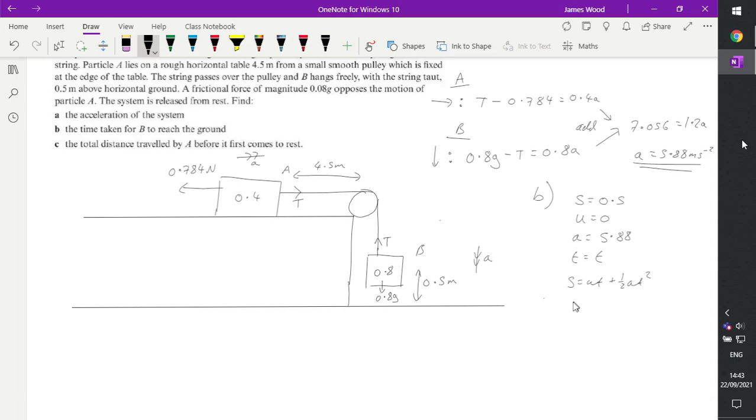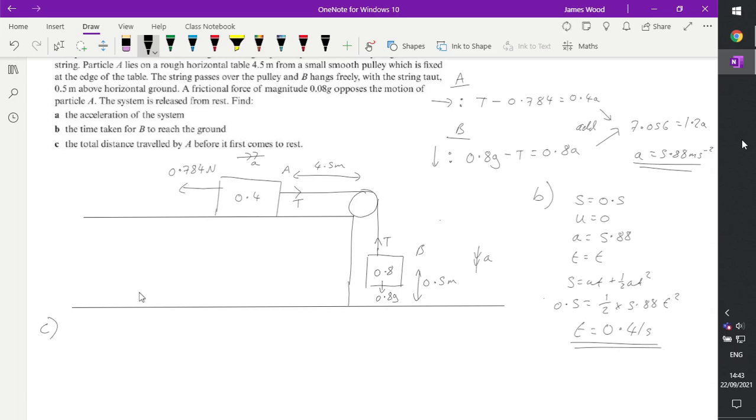So we've got 0.5 equals, well, ut would be 0, so it's going to be plus half times 5.88 t squared. And we can solve this to find t. I get 0.41 seconds. That's just a pretty basic SUVAT question.